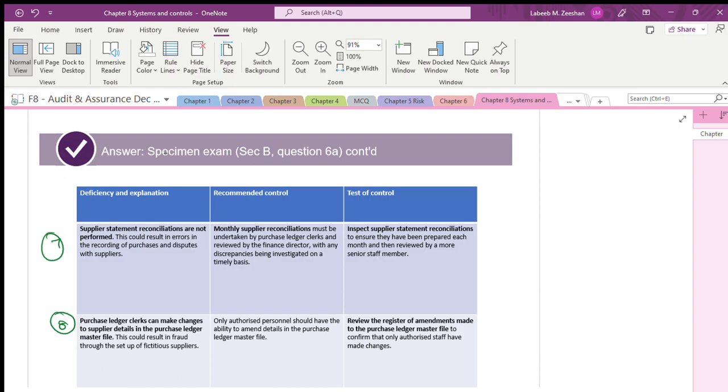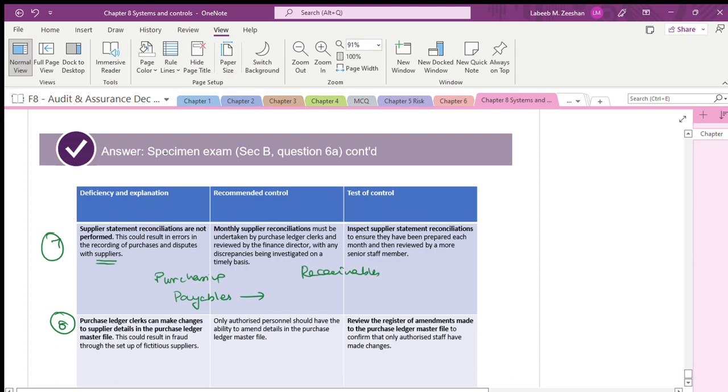This will result in errors in the recording of the purchases and there will be a dispute with the supplier. If there is no reconciliation, what will happen? See the thing. When you are purchasing, we are payables, and somebody is receivables. Definitely the receivables and the payables amount should be reconciled. Once there is a reconciliation, then we will arrive at one value, so that there should not be any disputes in future.